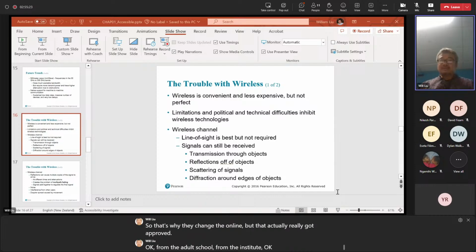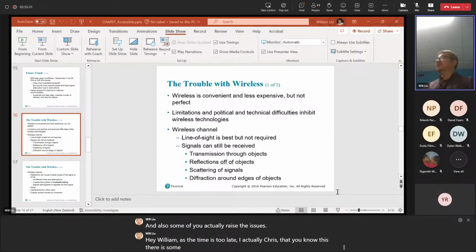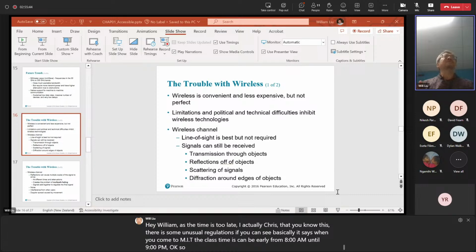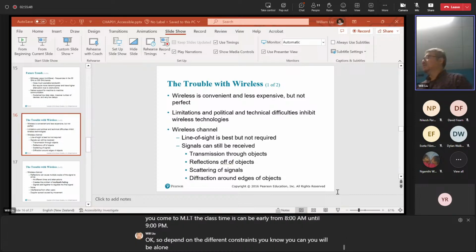Also, some of you raised issues, like, hey, William, the time is too late. Actually, Chris said there are some annual regulations. If you can see, basically it says that when you come to MIT, the class time can be as early as 8 a.m. until 9 p.m. Depending on the different constraints, you will be allocated to a slot. So if between 8 a.m.